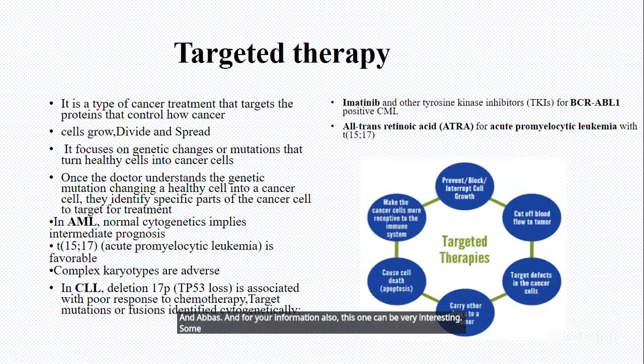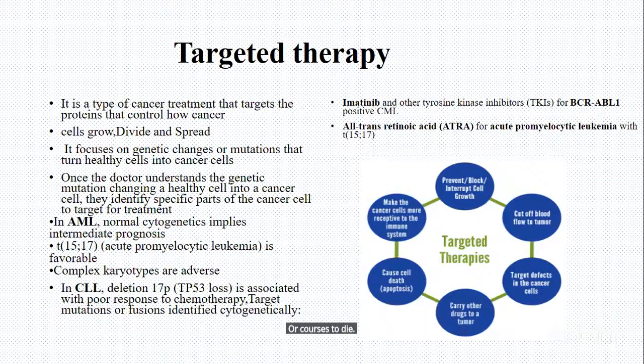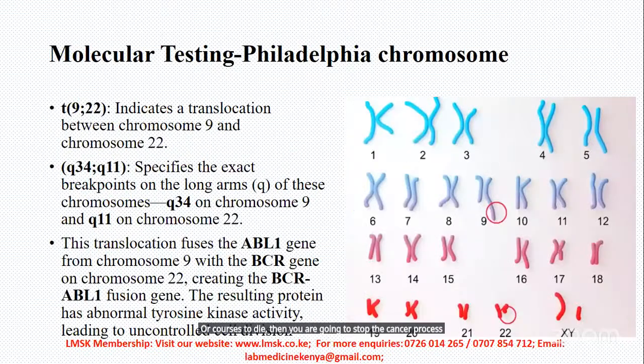And for your information also, this one can be very interesting. Some of the targeted therapies cause cell death. In cancer, most of the cells don't die because of some alteration in the gene that prevents apoptosis. So if you have found a drug that is going to stop that and cause cells to die, then you are going to stop the cancer process.